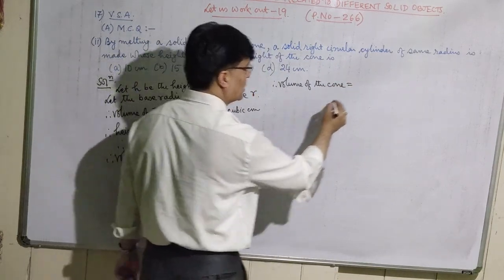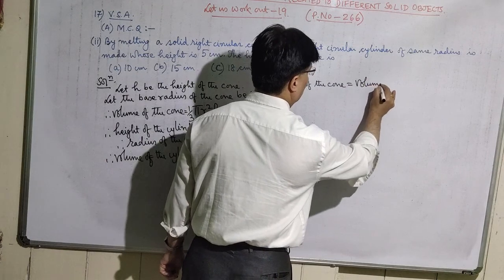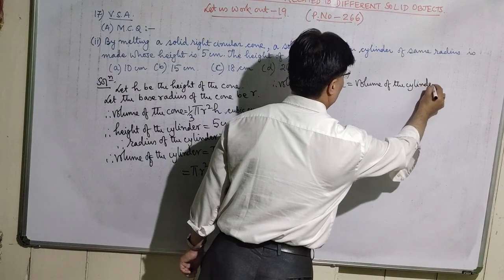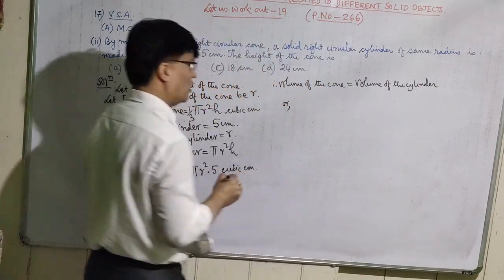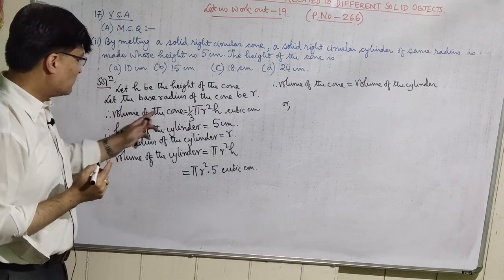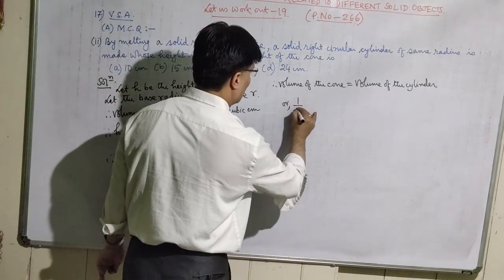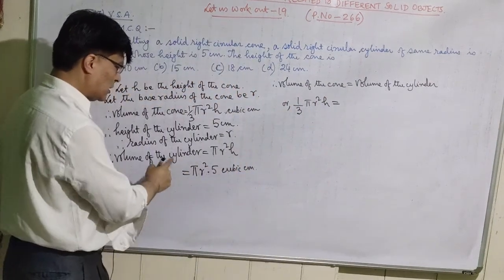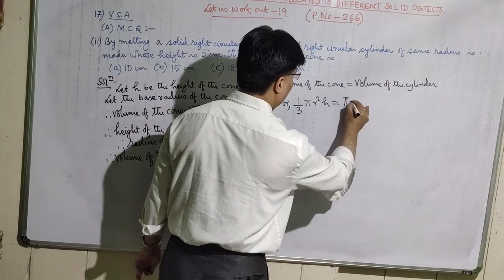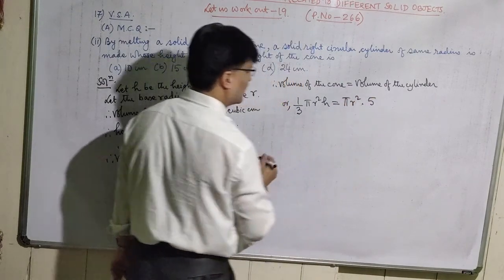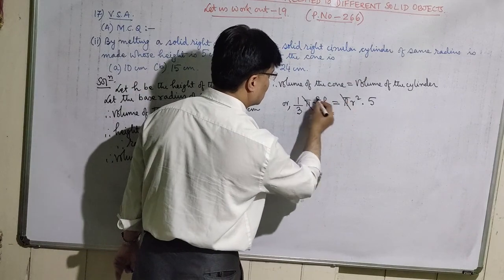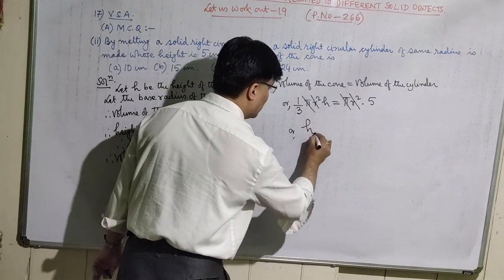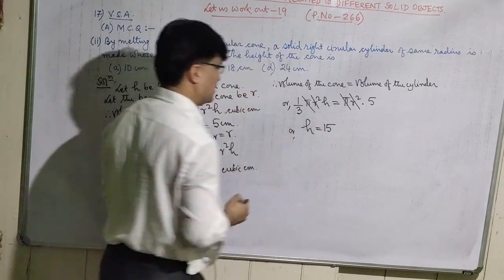So let us write here, therefore volume of the cone is equal to volume of the cylinder. What is the volume of the cone in this case? Volume of the cone is 1/3 pi r square h, is equal to, what is the volume of the cylinder? It is pi r square into 5. So here pi gets cancelled, r square will be cancelled. Now if you cross multiply it, h is equal to 3 fives are 15.